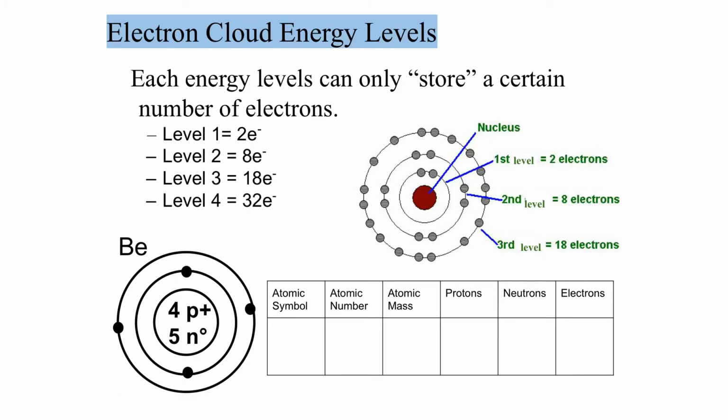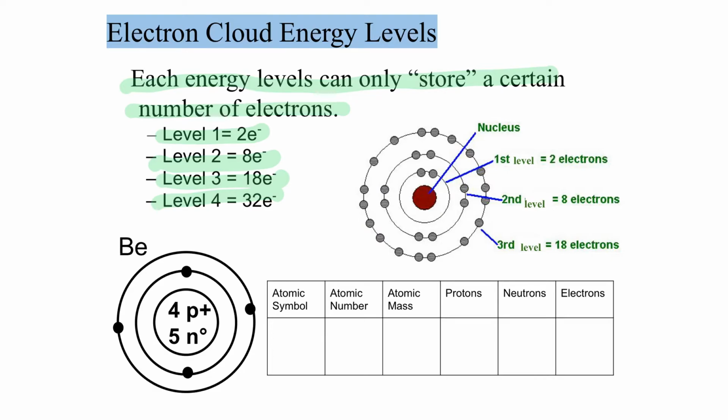So, electron cloud energy levels. Each energy level can only store a certain number of electrons. Level 1, or the first ring after the nucleus, can only hold 2 electrons. Level 2 can only hold 8 electrons. Level 3, 18, and level 4, 32.